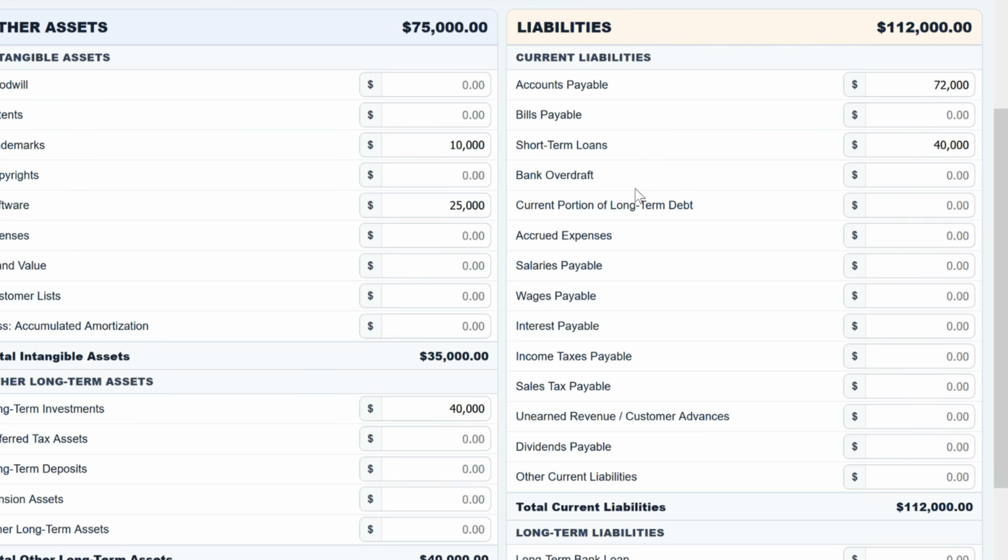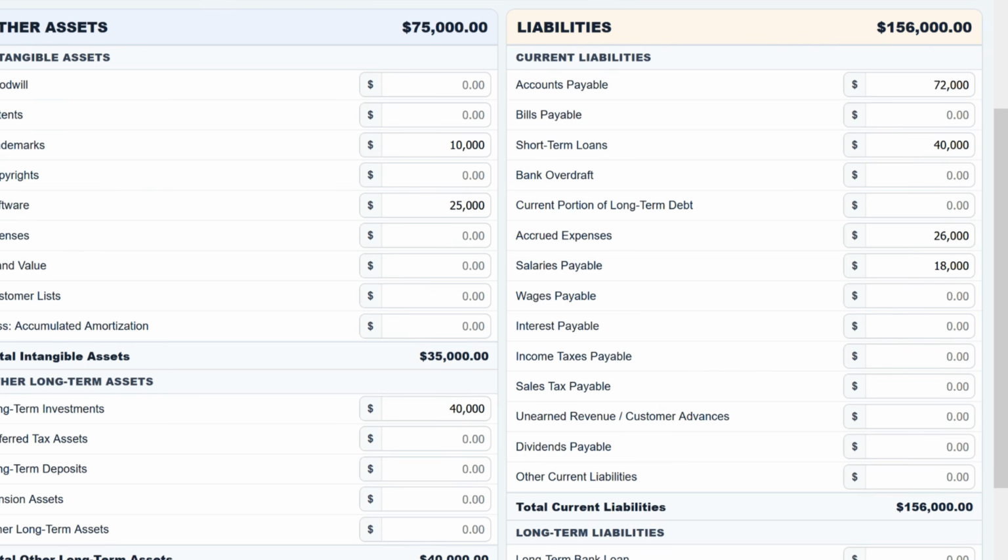The application also shows accrued expenses of $26,000. These are expenses the business has already incurred but has not yet paid. Examples include utility bills, consulting fees, payroll expenses, and other operating costs that will be paid later. Next comes salaries payable, totaling $18,000. Employees have already earned these wages, but payday has not yet arrived. Since the company owes this money, it must appear as a liability.